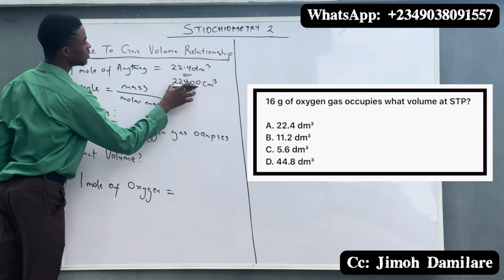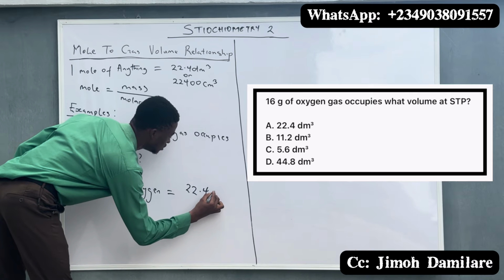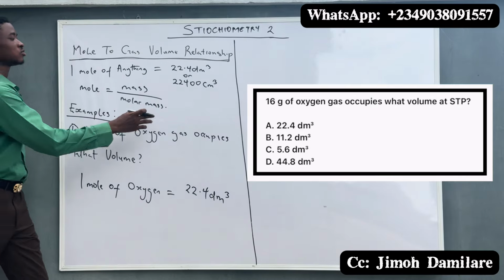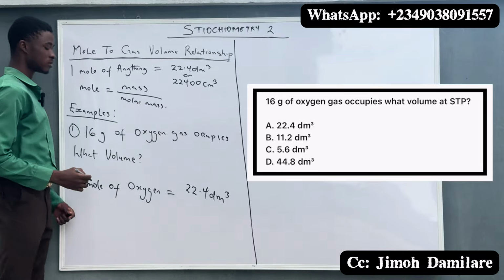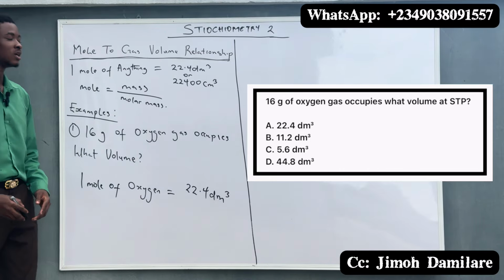So you are going to use dm cube and not cm cube. So it's equal to 22.4 dm cube. Assuming the option is in cm cube, we are going to use this 22,400 cm cube. But the option is in dm cube, and that is why we are using 22.4 dm cube.